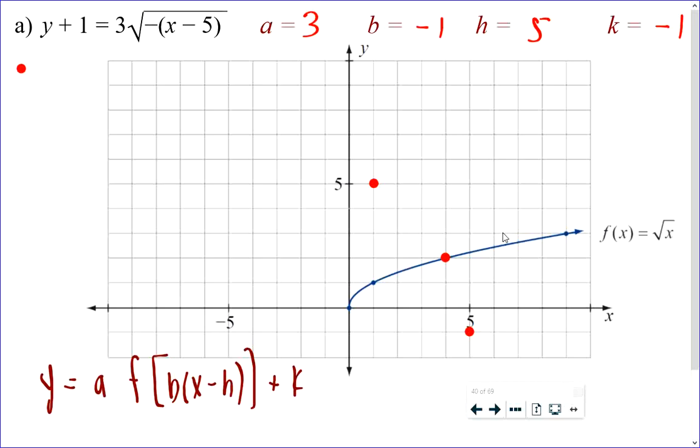So you want to do your best to sketch it. And again, I'm a little wobbly here. I don't expect anybody to be perfect when you sketch these. It's going to look approximately like that.